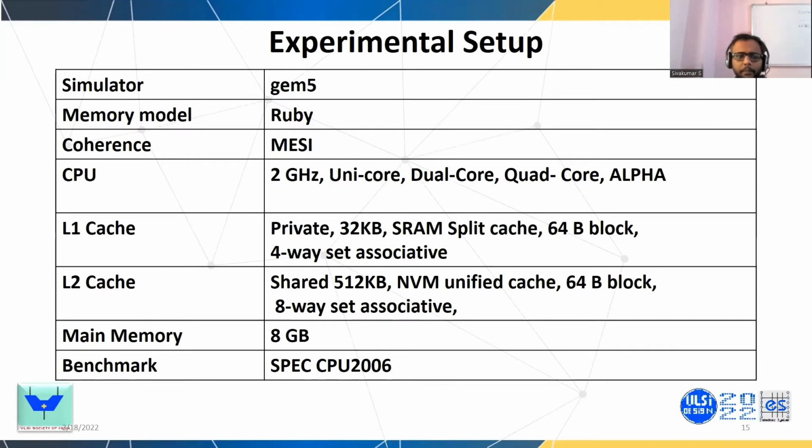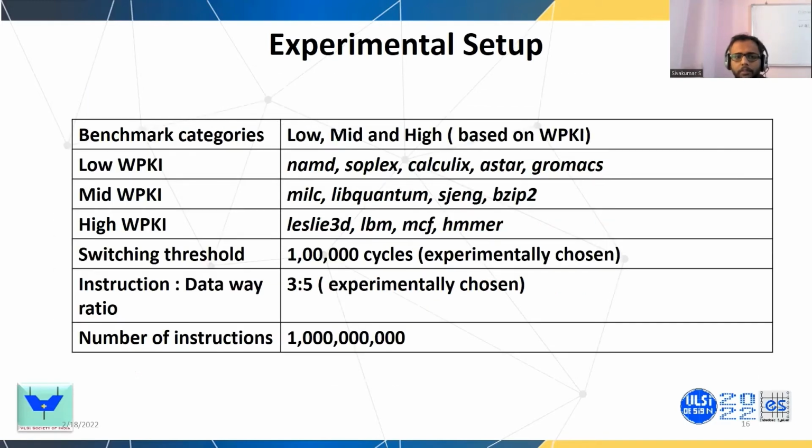Now we'll discuss our experimental setup. We used the Gem5 simulator to implement our model using the Ruby memory model, and for coherence, we used MESI two-level. We ran our architecture on uniprocessor, dual core, and quad core systems. L1 cache was used in split cache architecture, both I cache and D cache of 32 KB size and 4-way associativity. For L2 cache, we used 512 KB size NVM unified cache architecture with 8-way set associativity. Main memory was of 8 GB, and we took benchmarks from the SPEC CPU 2006 suite. We categorized the benchmarks into low, mid, and high based on their writes per kilo instruction value. Our switching threshold and data to instruction way ratio were fixed experimentally, and we ran our experiment for 1 billion instructions.